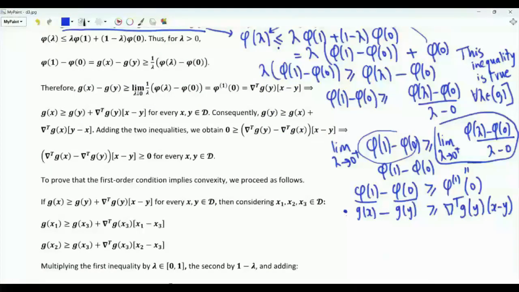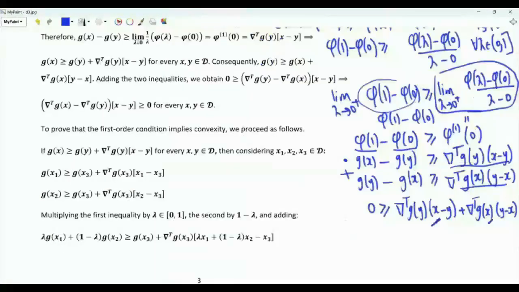Since this inequality is true for every x and y in the domain of G, it is also true that g of y minus g of x is greater than or equal to the inner product of y minus x and the gradient vector evaluated at x. Add these two inequalities, we get that 0 is greater than or equal to the sum of the right-hand sides. Move the terms to the left-hand side. This one I write as the inner product of the gradient vector. Rather than having a minus sign, I put here x minus y.